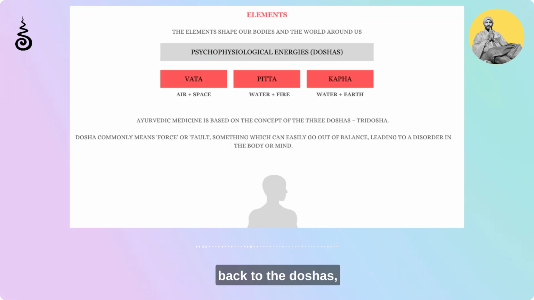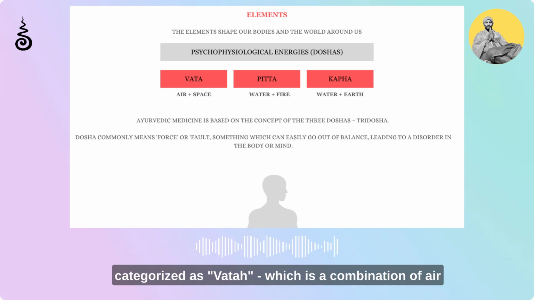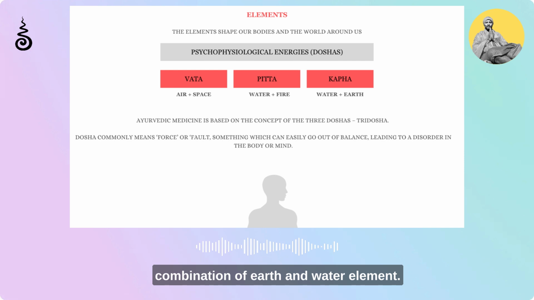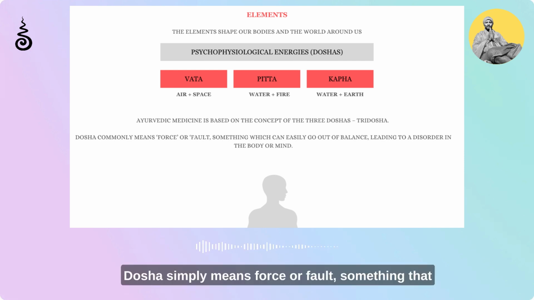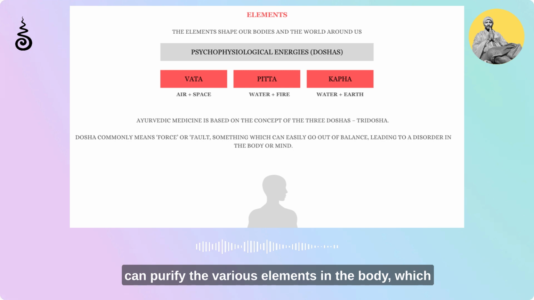Coming back to the doshas, specific combinations of the elements are called doshas and categorized as vata, which is a combination of air and space element, pitta, which is a combination of water and fire element, and kapha, which is a combination of earth and water element. Dosha simply means force or fault, something that can easily go out of balance, leading to a disorder in the body or mind. It's through the balancing of these faults that one can purify the various elements in the body, which has an immense impact on one's state of mind.